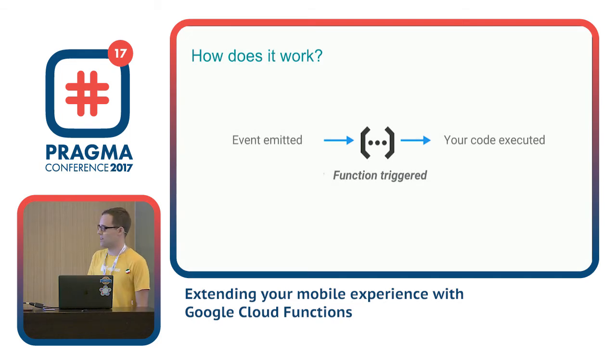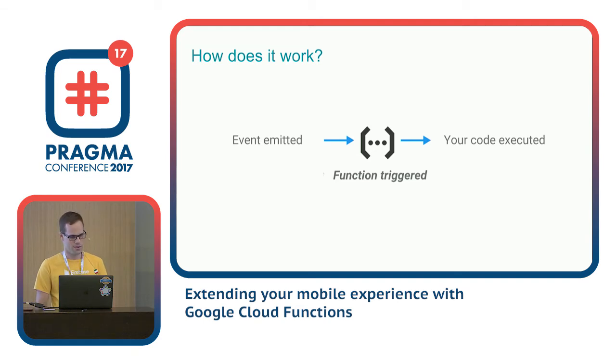So, how does this all work? All Cloud Functions are event-driven. You specify the event your function should be triggered by. First, an event is emitted from an event provider, such as Cloud Storage. If conditions are met, your function will be triggered and a new instance will be spun up. Then, the code within your function will be executed.